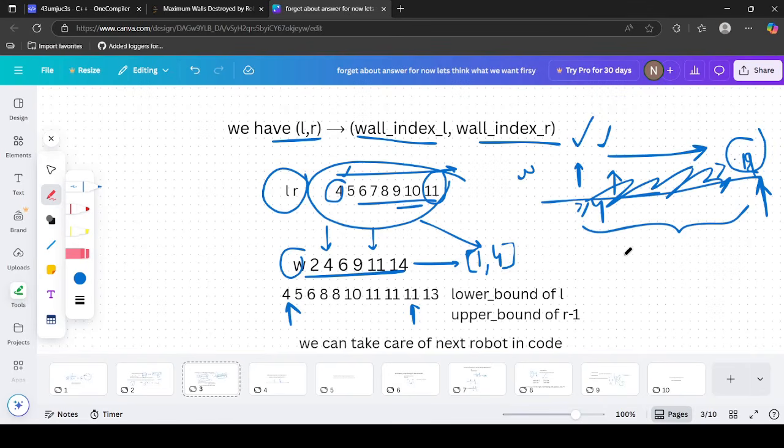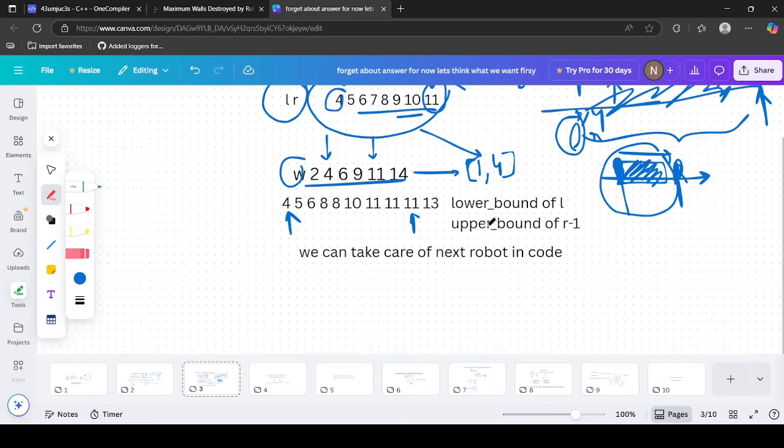So from this what we got, we can use binary search because we can sort the walls' positions. For L to R, for L we can find the least index of wall such that it gets destroyed because of L to R. And similarly we can find the upper bound of R plus 1, the upper bound of 12, so that all indices before it will be destroyed. These are the wall indices that are destroyed by this L to R, 4 to 11. So lower bound of L and upper bound of R plus 1.